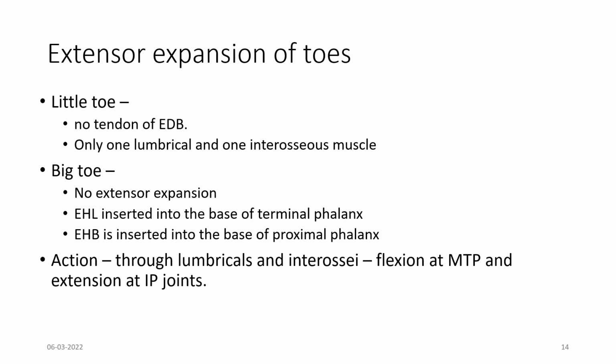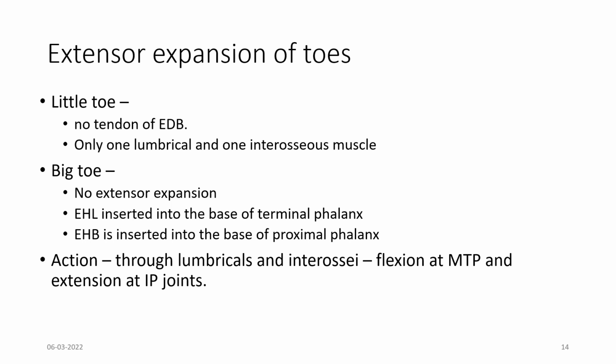There are certain exceptions. For the little toe, there is no tendon of extensor digitorum brevis. There is only one lumbrical and one interosseous muscle. For the big toe, there is no extensor expansion, and it has the extensor hallucis longus, which is inserted into the base of the terminal phalanx, and the extensor hallucis brevis, which is inserted into the base of the proximal phalanx.